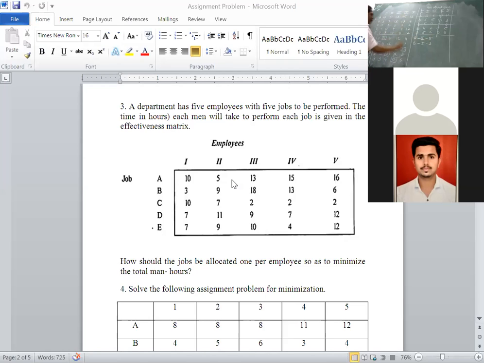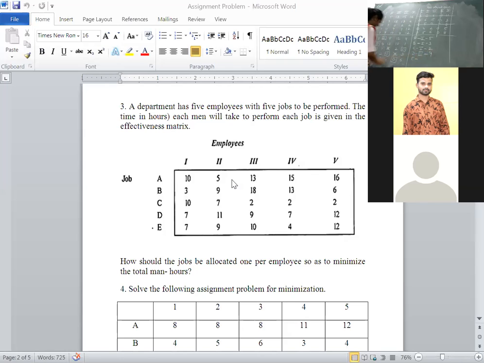C goes to 5. What is the value? 2. D goes to 3. What is the value? 9. E goes to 4. What is the value? 4. This is your answer, 23. What they asked? Minimize total man hours, that is 23 hours. Students, clear?